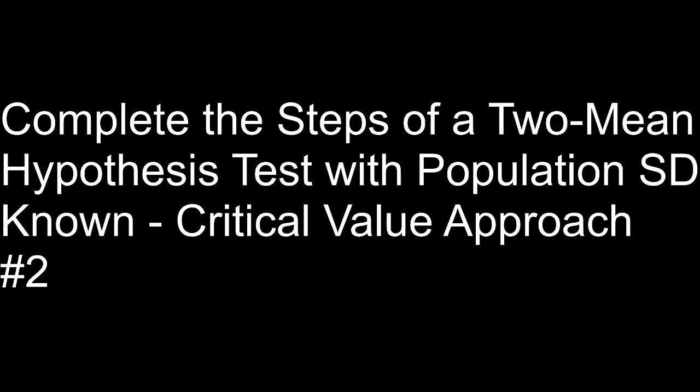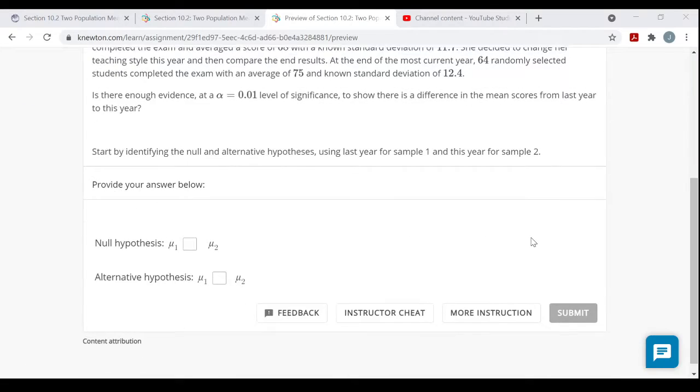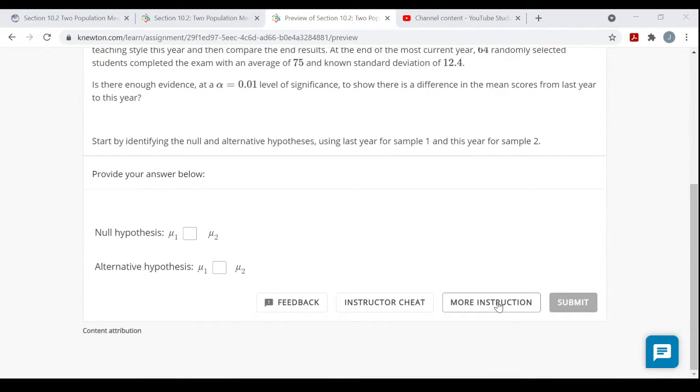The first video was a left-tailed test. This might be a different kind of test. We'll see. Alright, so again, if you want to see more about this objective, click on More Instruction and look at their videos, their notes, their examples. Hopefully those help you.